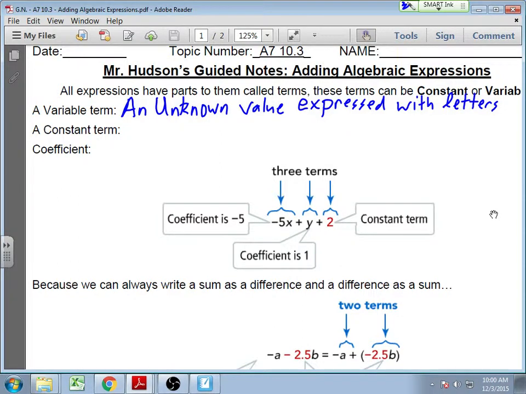What about a constant term? Like, what does it mean to be constant? Leah? It doesn't change. So it's a fixed value that we know.